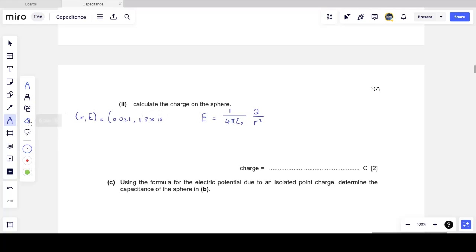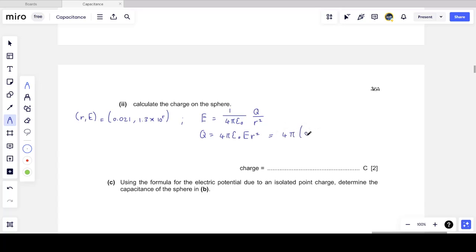Don't forget powers of 10 when you're reading off values from the graph. 1.3 times 10 to the power 5 volts per meter. Now, if I put those numbers into this equation, I can solve for the charge. So what I get is Q is 4 pi epsilon naught E, the electric field strength, times R squared. Now I have all of these values and I can put them in to solve for the charge.